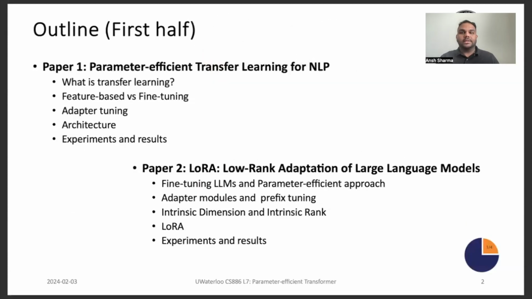In the first half of the presentation, we will be covering four research papers discussing their prerequisites, concepts, experiments, and results of each of them. In paper 1, Parameter Efficient Transfer Learning for NLP, we will be covering what is transfer learning, feature-based versus fine-tuning, adapter tuning, and architecture. In paper 2, LoRA, low rank adaptation of large language models, we will talk about fine tuning, LLMs, and parameter efficient approach, adapter modules and prefix tuning, intrinsic dimension and intrinsic rank, and LoRA.